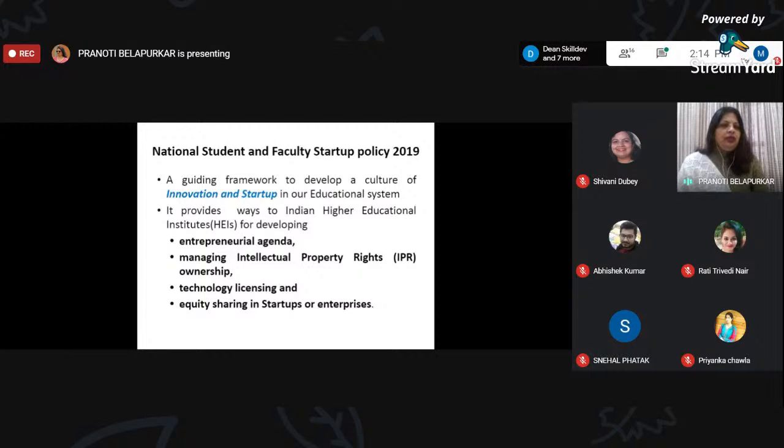So the agenda for doing all that is to actually help you develop the entrepreneurial agenda, to help people manage IPR ownerships, to help them with technology licensing, and also to give them equity sharing in startups and enterprises. So these are the 4 salient features that it focuses on. All right.